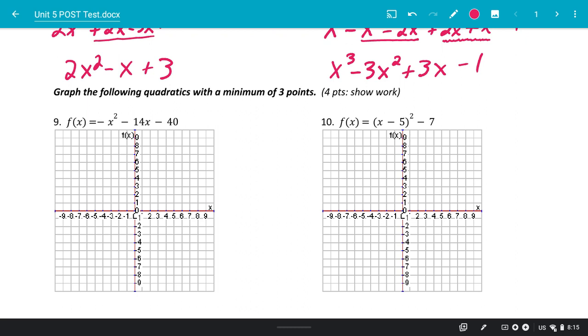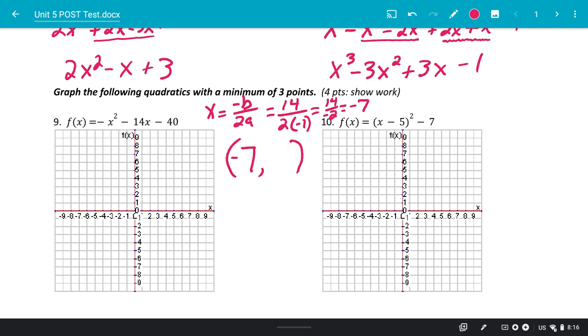Let's look at, if you want to just use the x value because it's in standard form, let's do that. All right, so let's use x equals negative b over 2a. In this case, that would be 14 over 2 times a negative 1. Remember, a here is a negative 1, which gets me 14 over negative 2, which is a negative 7.